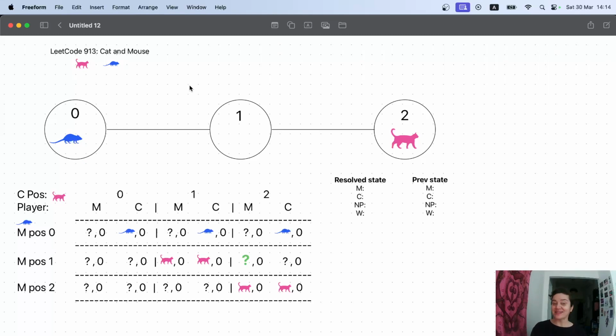Let us say this is a state. Where is the mouse? Node 0. Where is the cat? Anywhere on the graph. We know the cat is not allowed at 0. Anywhere on the graph. Whose turn is it to play? Either. It doesn't matter. In all those states, the winner is the mouse.